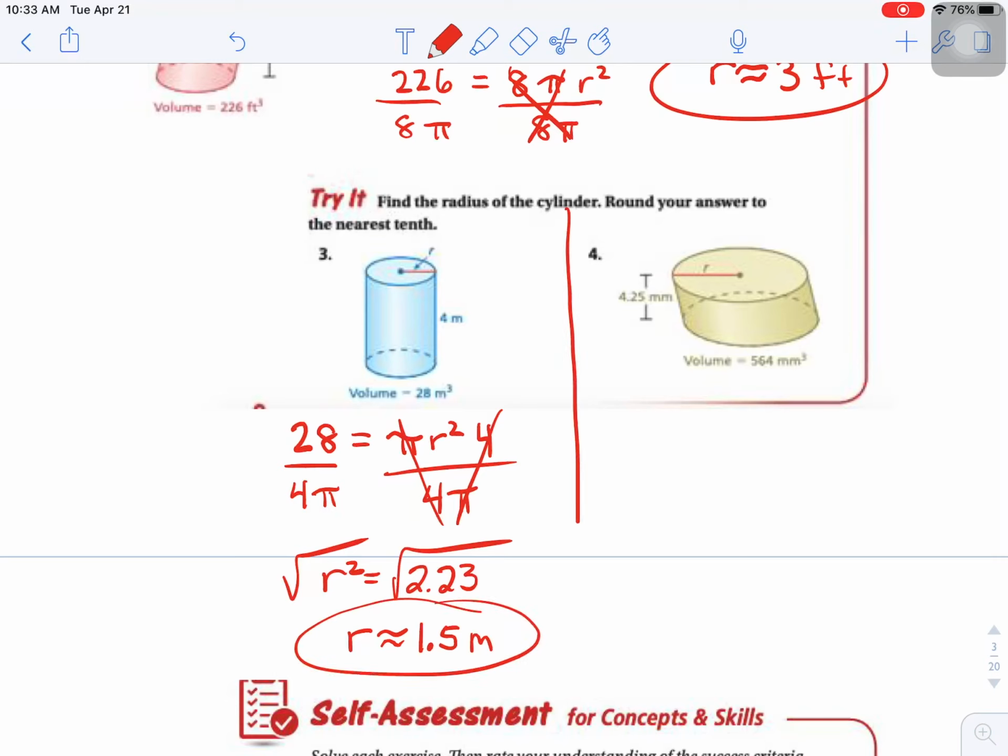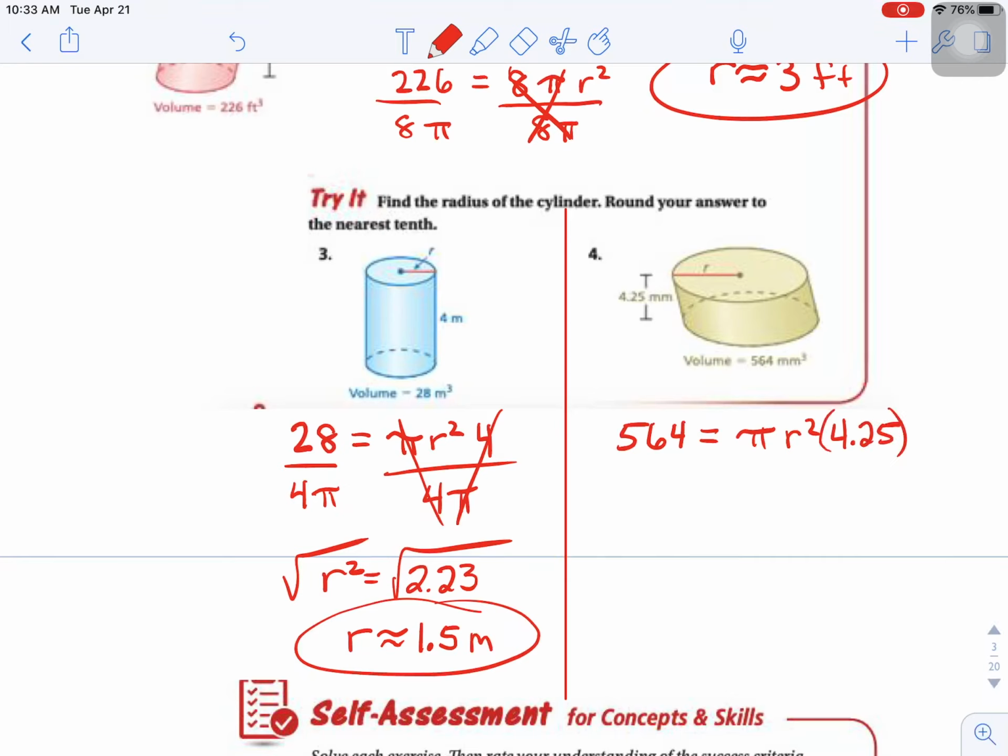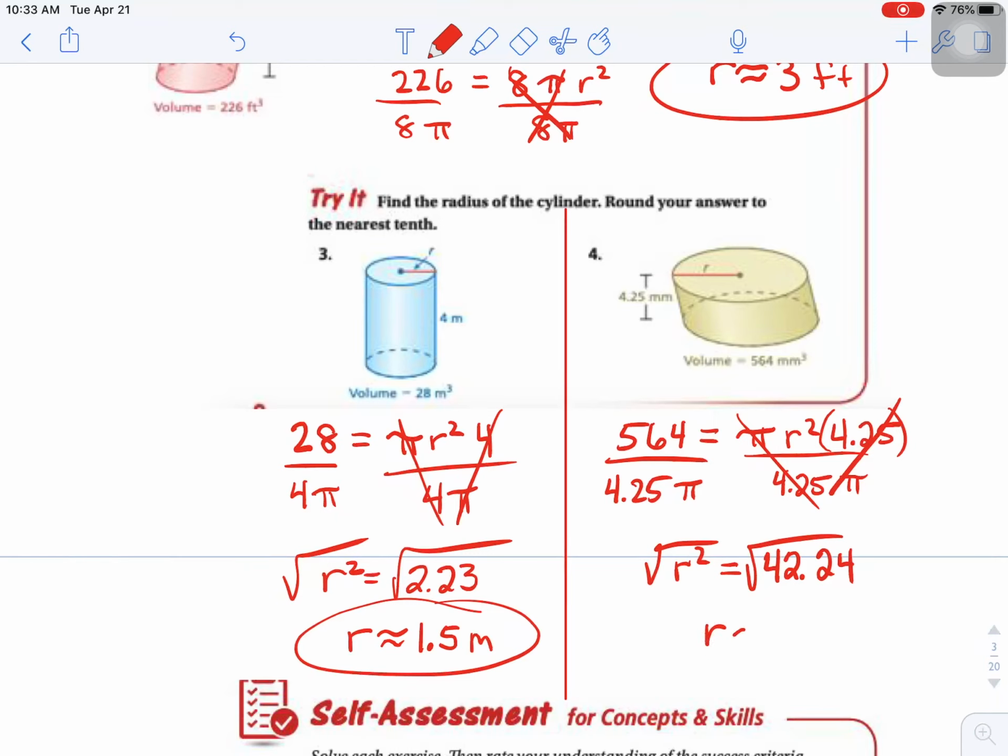Okay, last one here. Same idea, right? They told me my volume was 564 equals pi r squared times 4.25. So I'm going to divide by 4.25 pi. That would make those cancel out. So I'm left with r squared equaling about 42.24. Square root both sides. And r ends up being about 6.5, and this one was in millimeters.